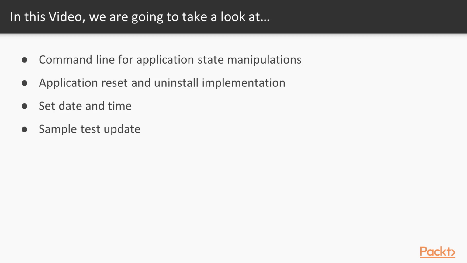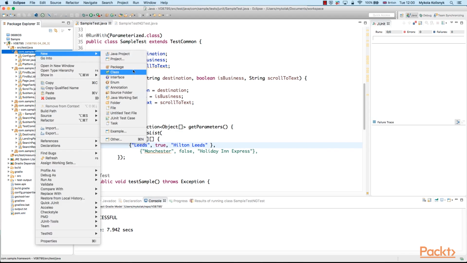Also, we'll implement application reset and uninstall. Additionally, we'll add functionality to set current date time. In the end, we'll update our sample test with the new functionality and make sure that they are running the same way. So let's start with the implementation.